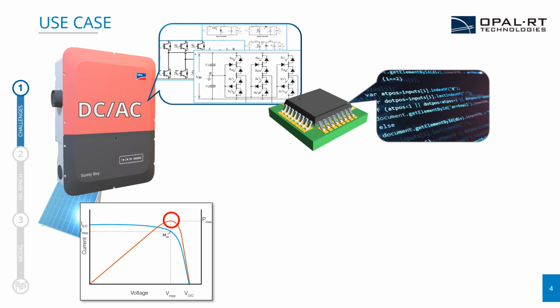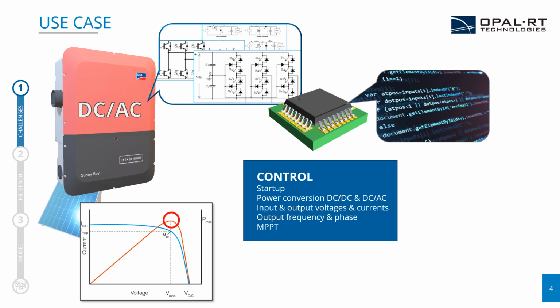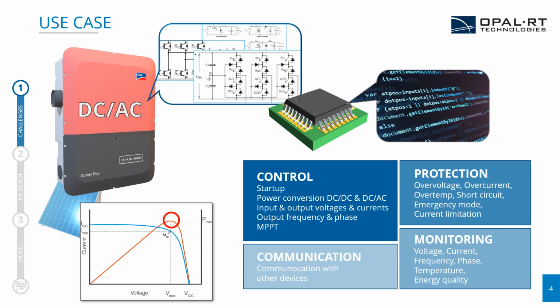It's fundamentally an electronic board with a processor and some embedded software, which is responsible for allowing AC power generation in an optimal way. The embedded software is quite complex and should take into account not only nominal conditions, but also faulty cases to ensure a safe operation of the device. Some fundamental functions need to be implemented in the controller's embedded software, such as startup, DC to DC and DC to AC conversion, control of the output frequencies and phases, MPPT, etc. Other auxiliary functions also exist, such as protection functions, against overvoltage, overcurrent, overtemperature, short circuit, etc., and monitoring functions: voltage, current, frequency, phase, temperature, energy quality, and finally, communication with other devices.